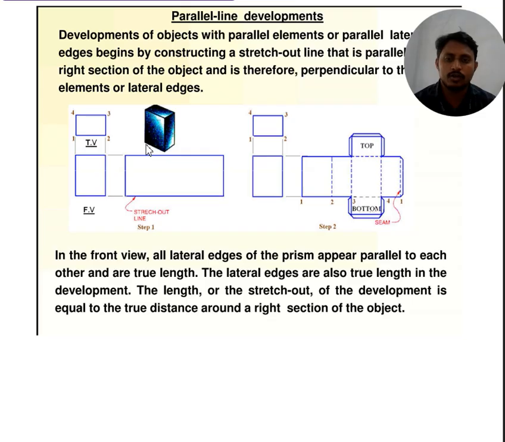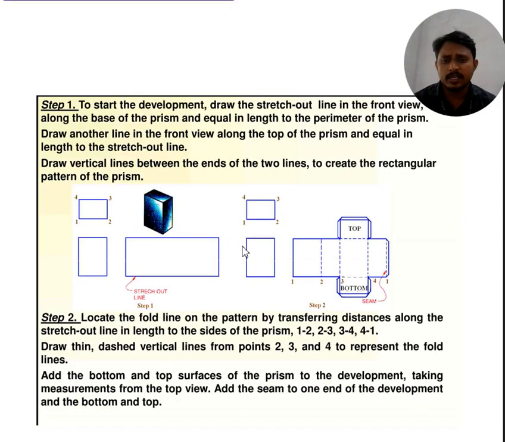So where we draw the base, or where we draw a projection of lines: the projection of lines on the reference line, above the reference line or below the reference line, this is the stage one identification. Then the step-by-step procedure. To start the development, draw the stretch-out line in the front view. The base of the prism is equal to the length of the perimeter of the prism. The perimeter of the surface of the prism, however much it is, that is the length.